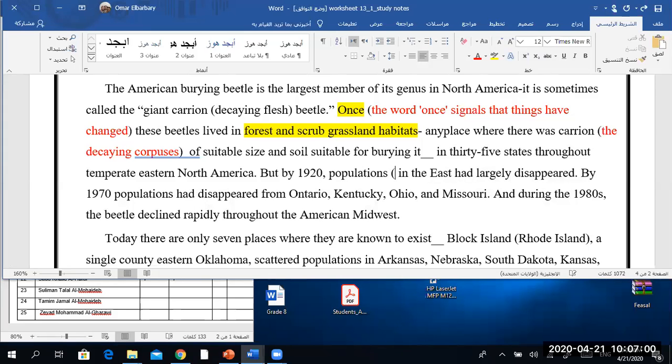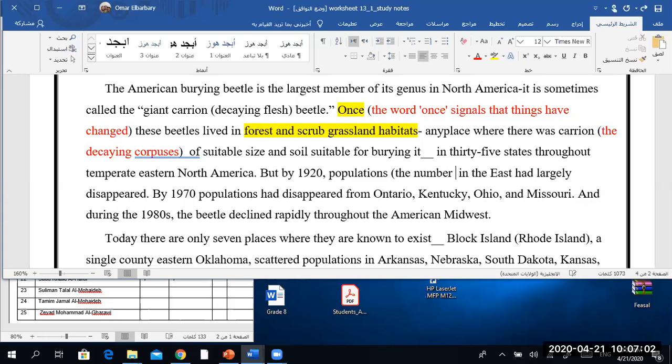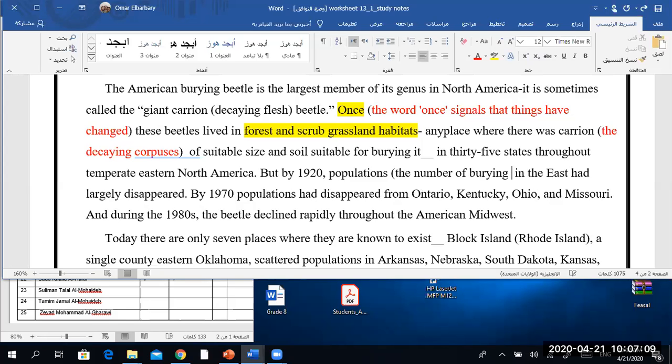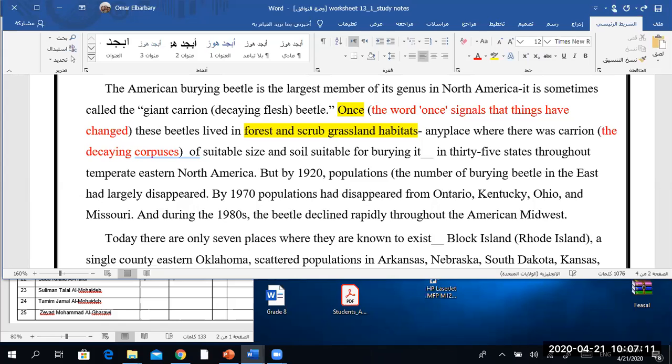The number of people. No, not people. Of varying people, because this is what we're talking about. Yeah, thank you very much. Okay, so here we are talking about the population of what? The number of the burying beetles.